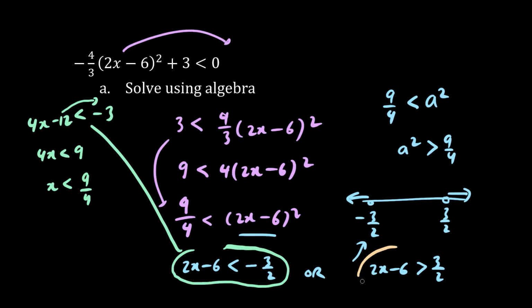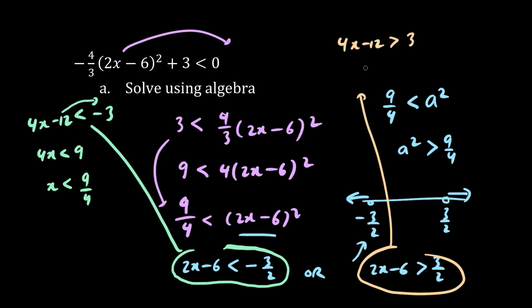Now let's focus on this part up here. Let's multiply both sides by 2. So we have 4x minus 12 is greater than 3. We have 3 plus 12 is 15, and we divide both sides by 4. X is greater than 15 over 4.